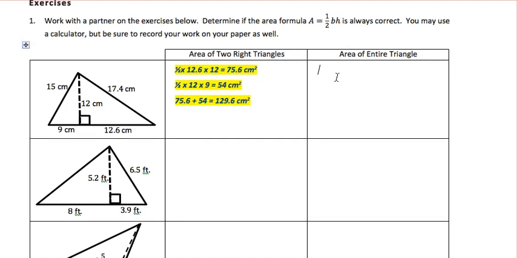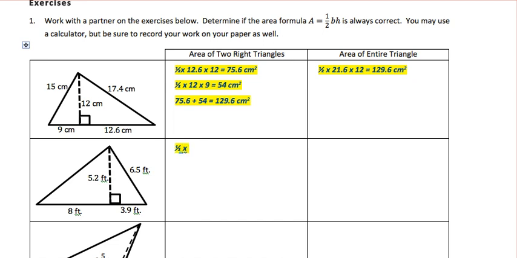Then if we use simply the area of the whole triangle, we would have 1/2 times the full base, which is 21 6/10 times the height. And that too gives us 129 6/10 square centimeters. So we found that worked fine for this triangle. We'll try it again with our next one.